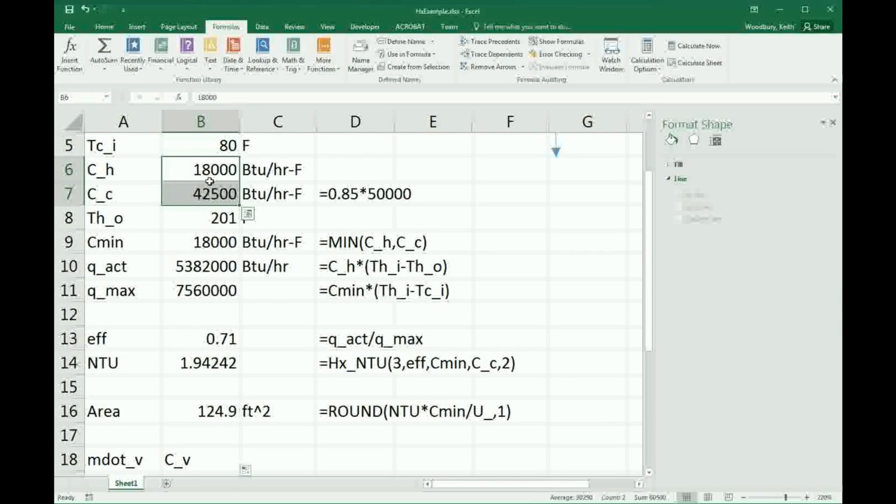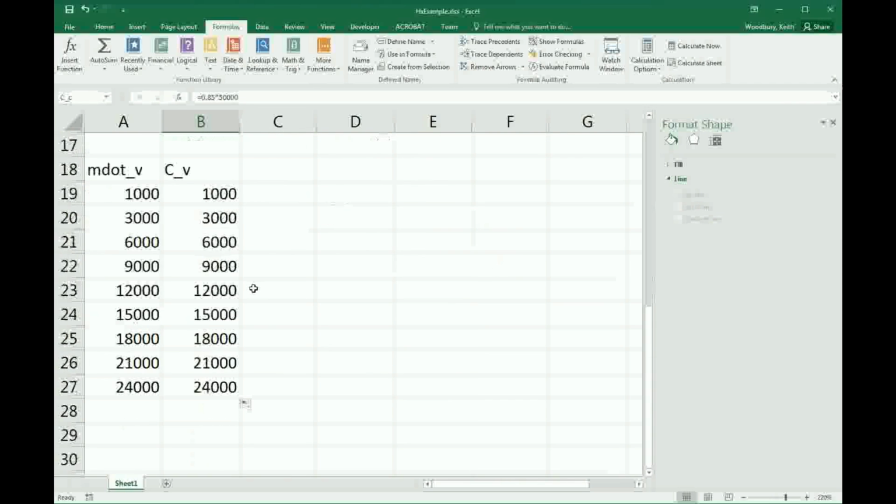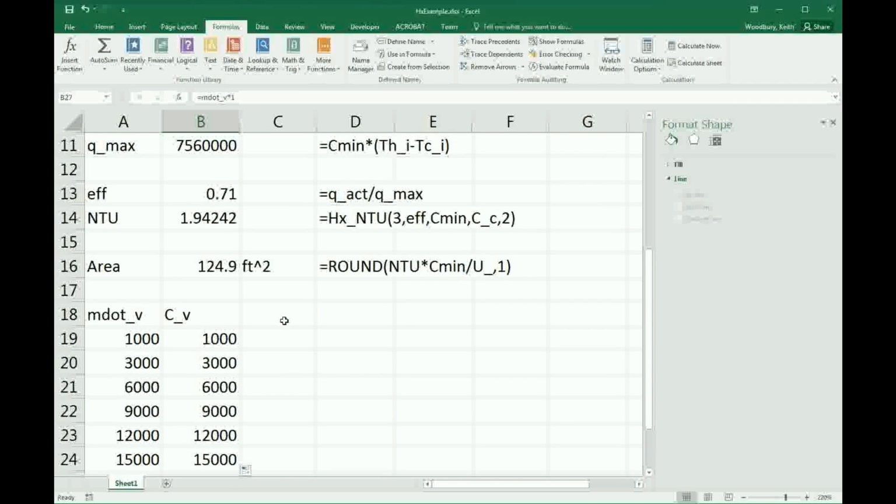And it looks like because the cold oil flow rate is so high, the minimum fluid is not going to change. Because CC is 42,000 and the maximum value we have here is 24,000, so we're good on that score. So now what do we need to do?